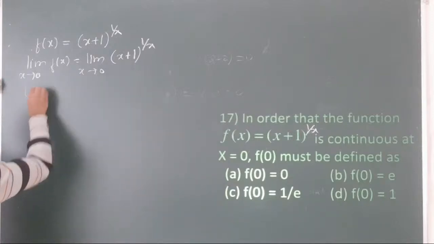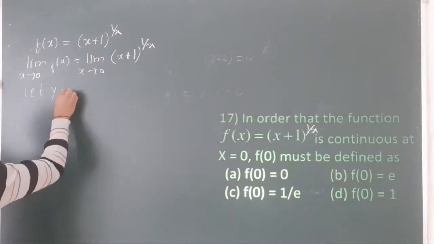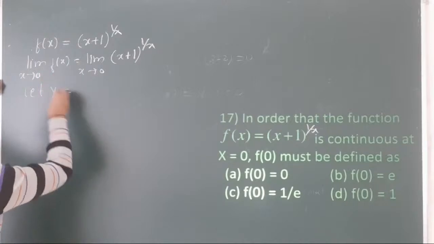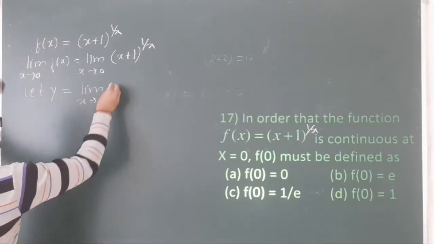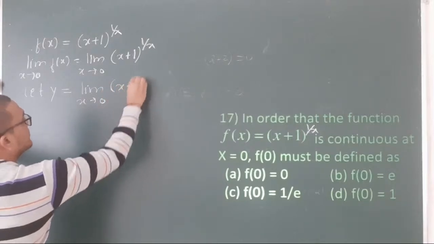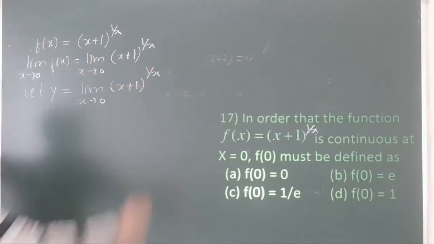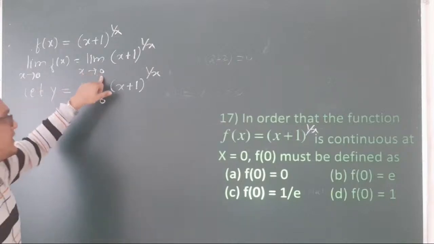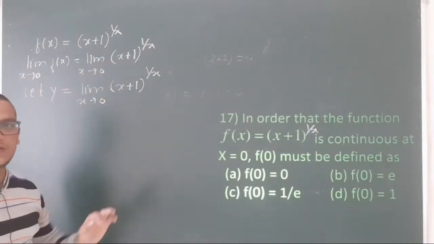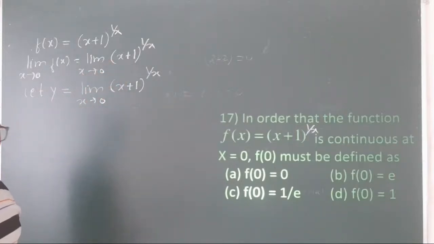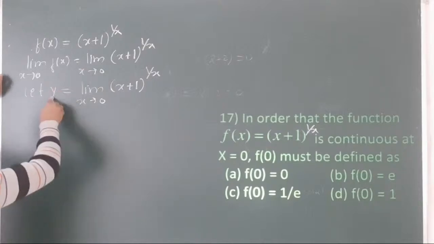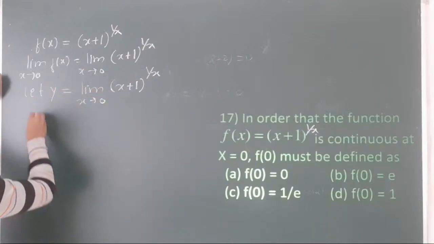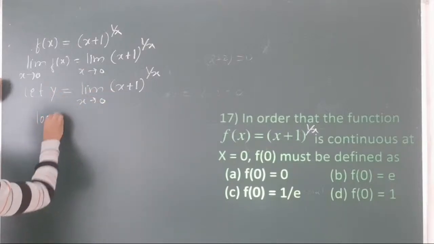Let y be equal to the limit as x tends to 0 of (x plus 1) to the power 1 by x. When you put the value of x tends to 0 in the function, it does not give any value, it's not defined and is not present in the options. So for that we have to simplify. So I have assumed that y is equal to this. Now next, take log on both the sides.